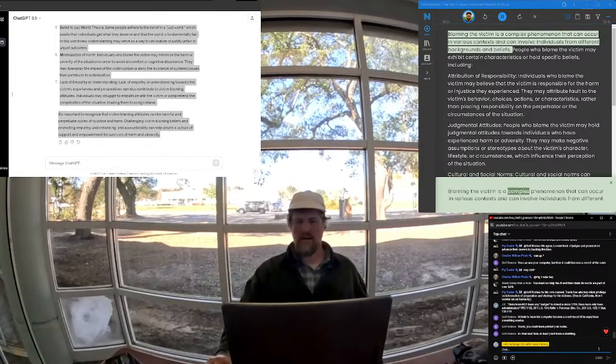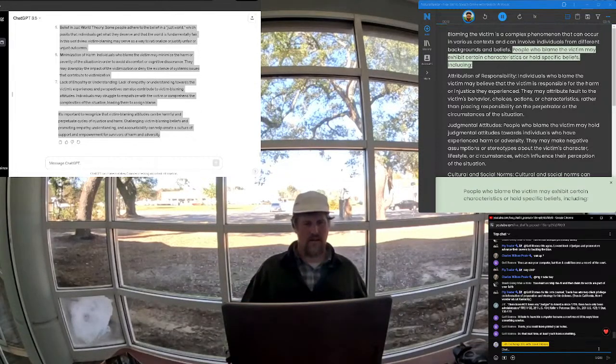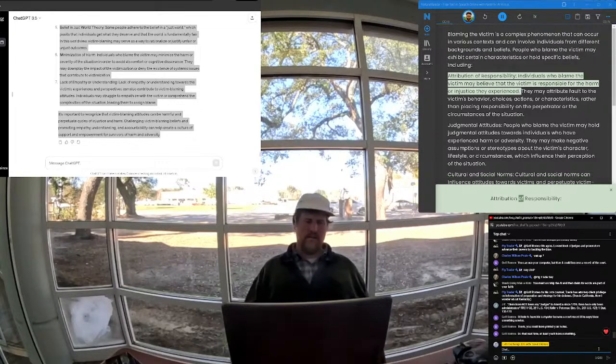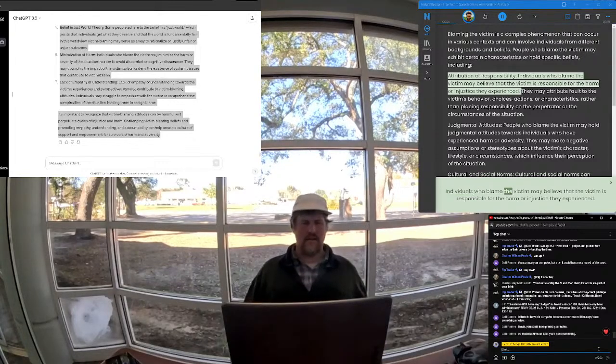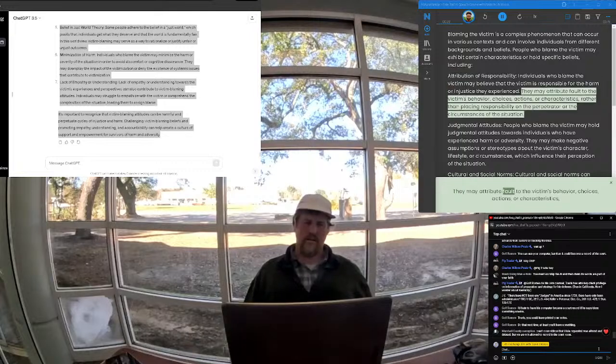Blaming the victim is a complex phenomenon that can occur in various contexts and can involve individuals from different backgrounds and beliefs. People who blame the victim may exhibit certain characteristics or hold specific beliefs, including attribution of responsibility. Individuals who blame the victim may believe that the victim is responsible for the harm or injustice they experienced. They may attribute fault to the victim's behavior, choices, actions, or characteristics, rather than placing responsibility on the perpetrator or the circumstances of the situation.